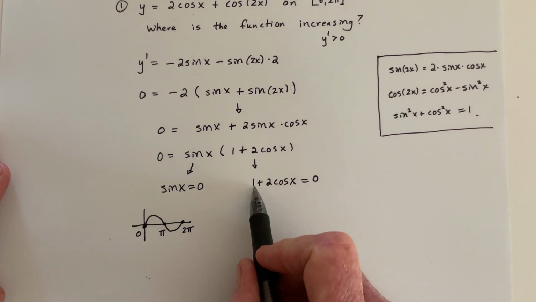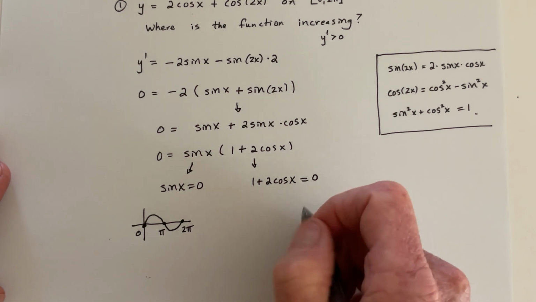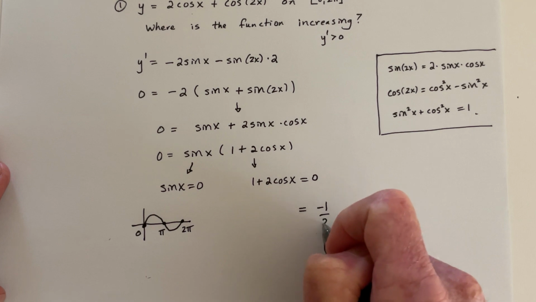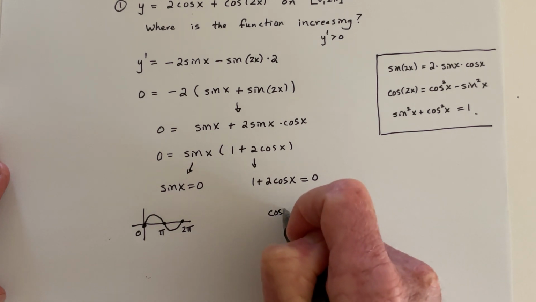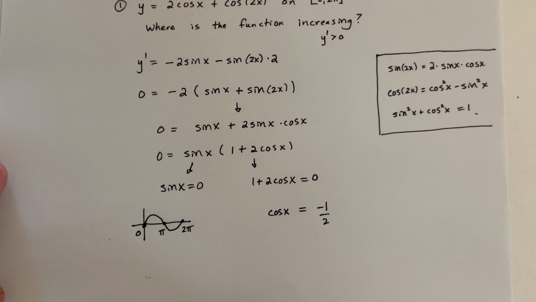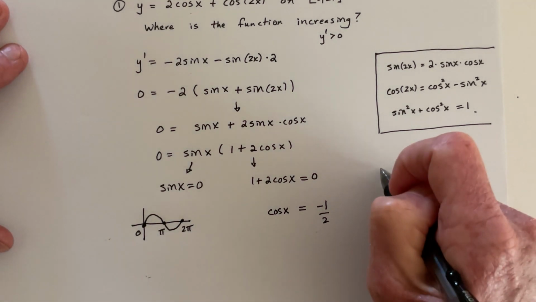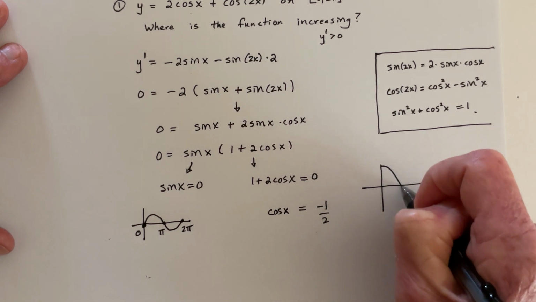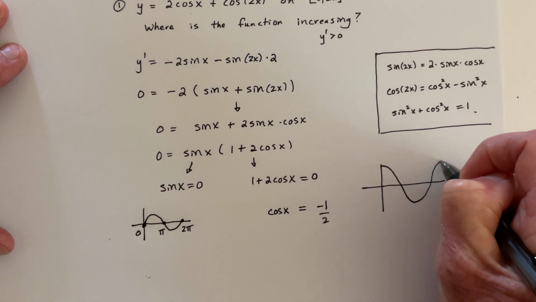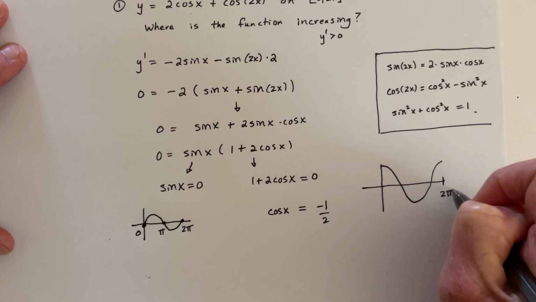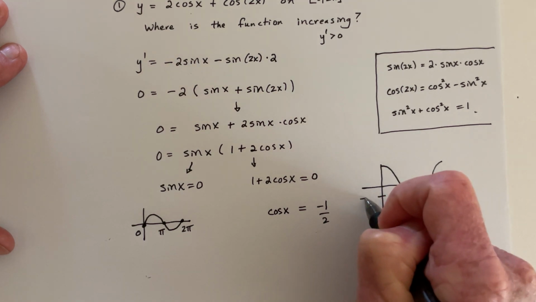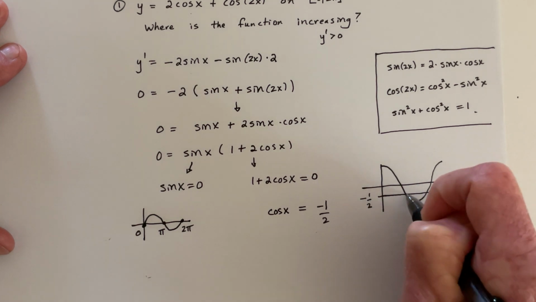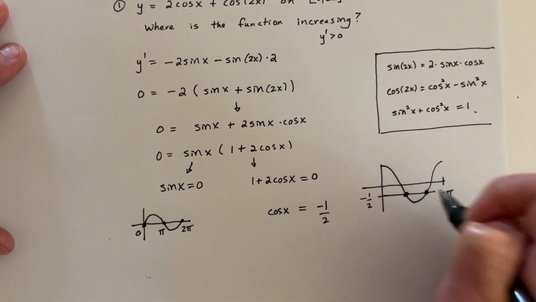With this one, I would move the 1 to the other side so that it becomes -1 and then divide by this 2. So this one is really saying, when does cosine equal a -1/2? So the cosine graph looks like this. It starts at 1, it goes down to -1, and then goes back up, and here's 2 pi. This one is saying, when does it equal a -1/2? So if you put that on the y-axis and go straight across, there's going to be 2 places where cosine equals a -1/2.